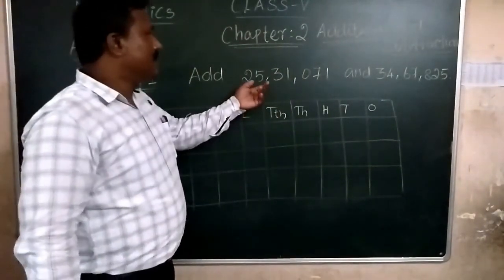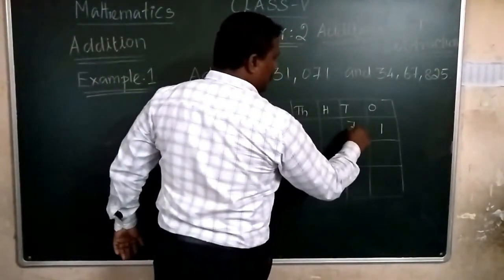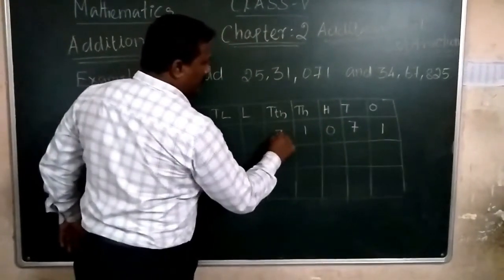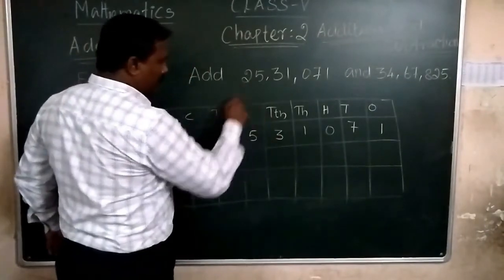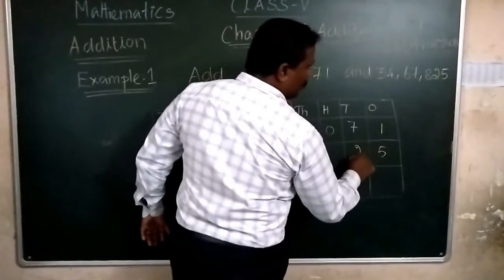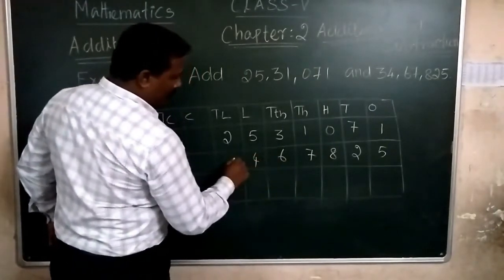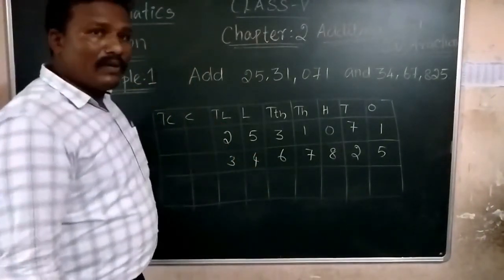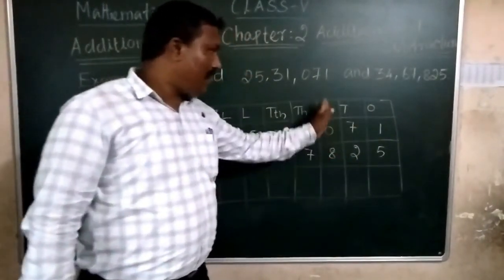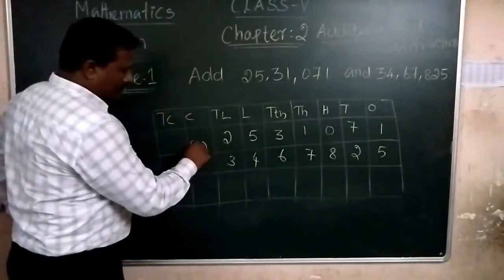First I take the first addend and place it in the table: ones place, tens place 0, hundreds place, thousands place 3, ten thousands place 5, lakhs place, and 2 in the ten lakhs place. Second addend: 5, 2, 8, 7, 6, 4, 3. When you add these 7-digit numbers, you have to arrange the numbers column-wise, and then only we can add easily.